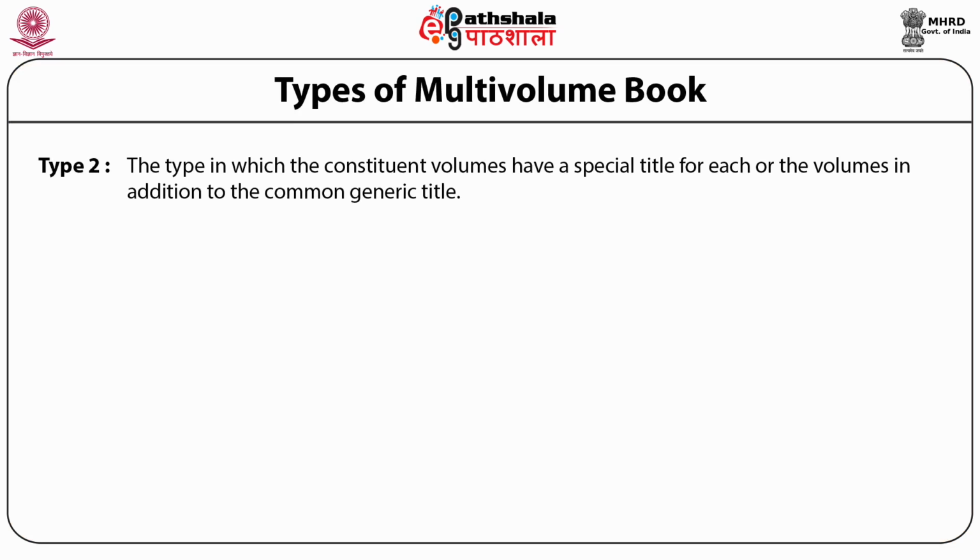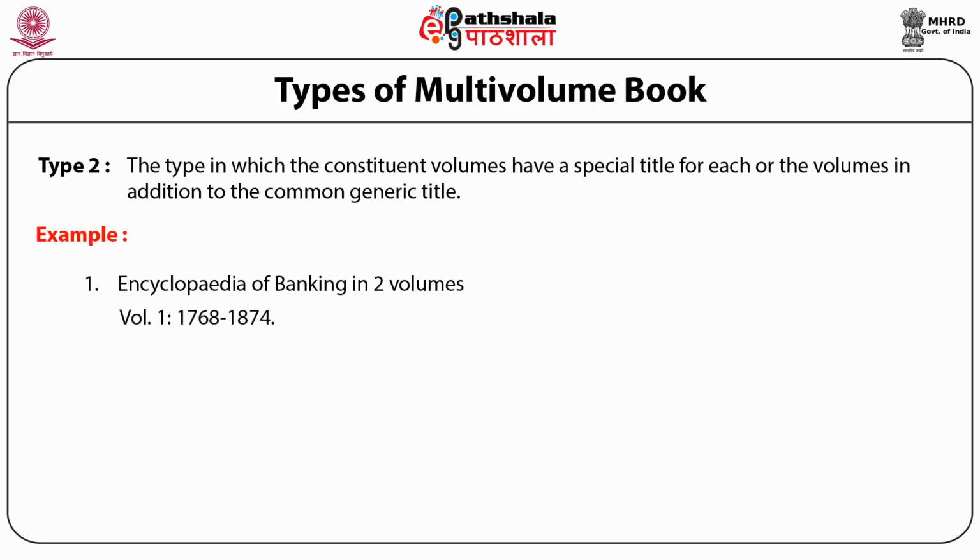Multi-volume Type 2: the type in which the constituent volumes have a special title for each of the volumes in addition to the common generic title. Examples of multi-volume Type 2 are Encyclopedia of Banking in 2 volumes. Volume 1, 1768 to 1874. Volume 2, 1875 to 1930.